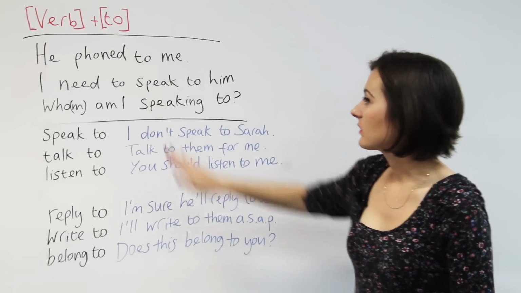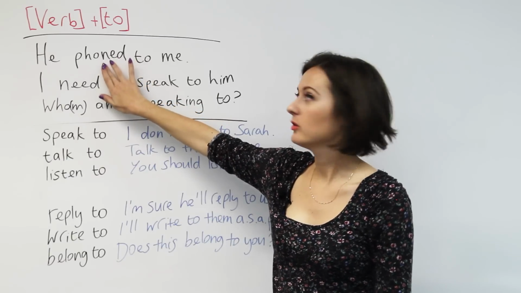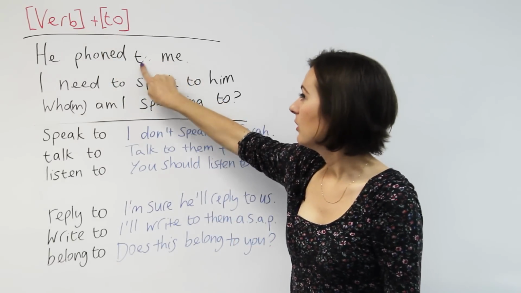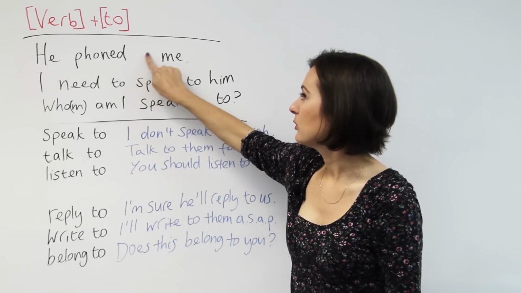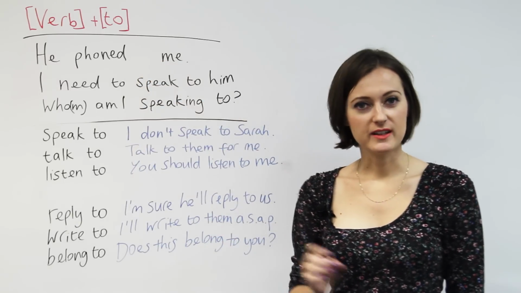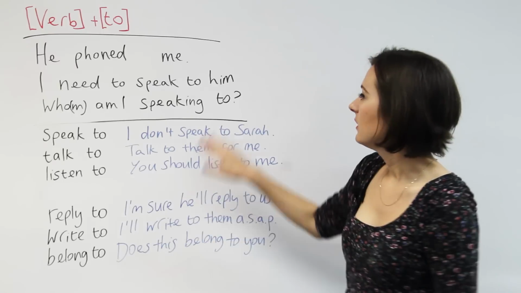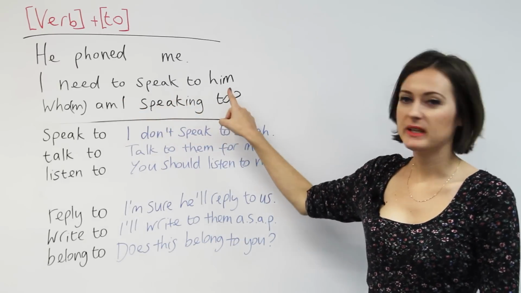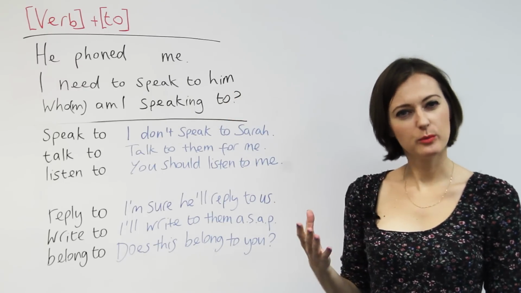Well, phone is not in this group of verbs. It's not a transitive verb. We don't need to with that one. Now it's correct: he phoned me. What about this one? I need to speak to him. How is that one? Is that one good English?